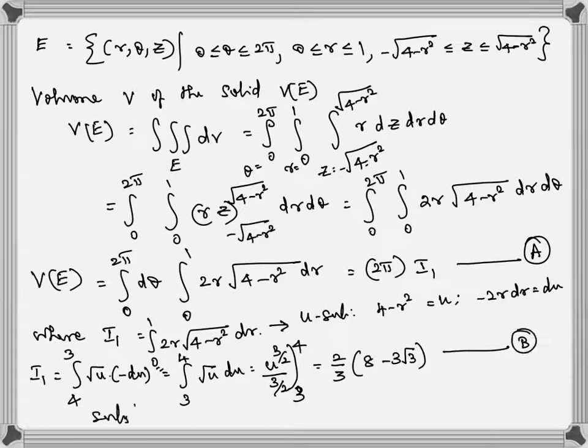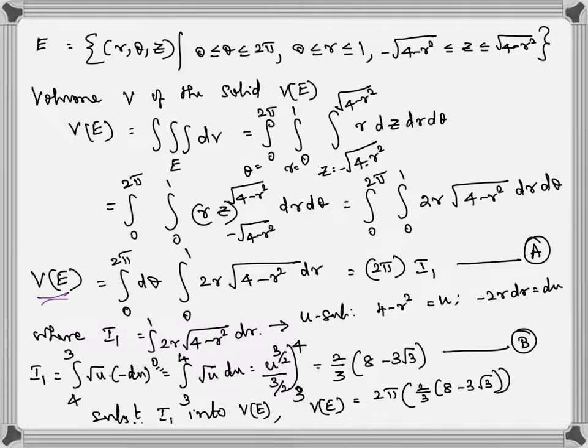Substituting back into the step where we had V of E, we get V of E equal to 2 pi times the value for I1, which is 2/3 of (8 minus 3 root 3). Then simplifying this, we get 4 pi over 3 times (8 minus 3 square root of 3).